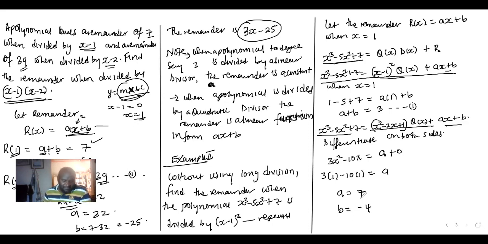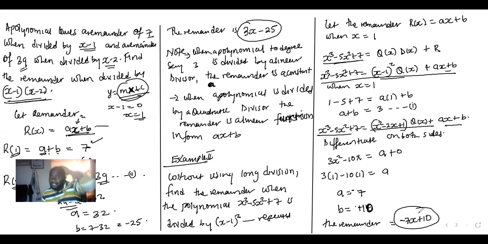So if b is negative 4, then the remainder is what? The remainder. Teacher, is it 7 or negative 7? Let me see. Thank you. Negative 7. So if it's negative 7, when you substitute here, b is 10. Yeah, b now becomes positive 10. So the remainder becomes negative 7x plus 10 as our answer.